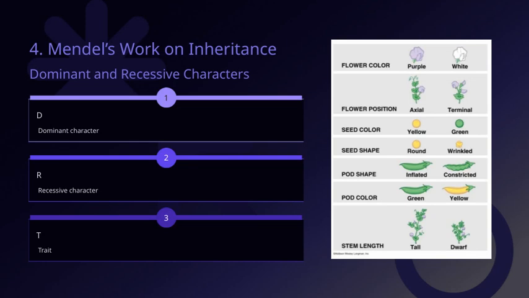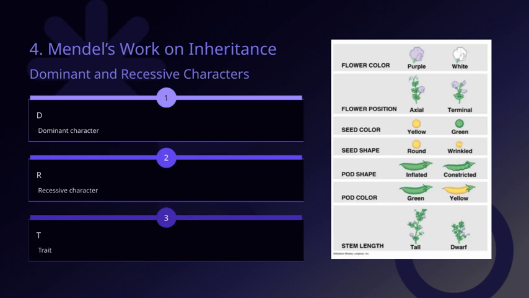Let's take a closer look at this slide, which introduces some key genetic concepts. Here, we see the idea of traits, which are specific characteristics like plant height or flower color. Each trait has different versions known as alleles. For example, in this diagram, T represents a dominant allele, and t would be the recessive allele. When an organism has one dominant allele, like T, that trait shows up. But if it has two recessive alleles, like t and t, then the recessive trait is expressed.